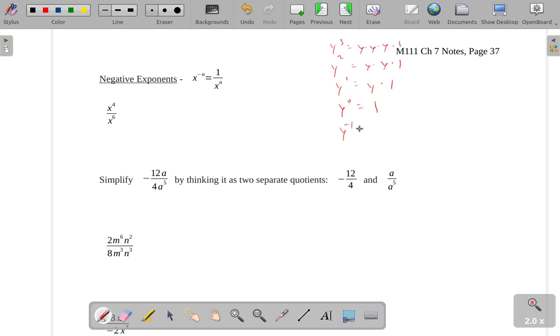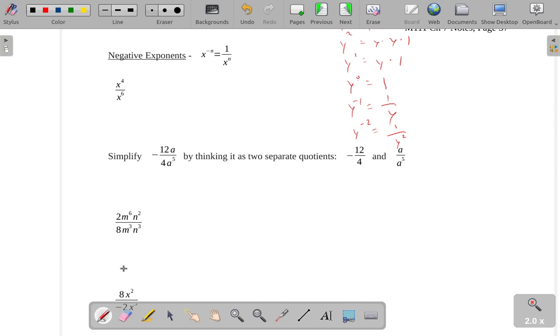If we want to go one more step, well, we're dividing by y one additional time. We end up with 1 over y. If we want to continue going further here, this thing divided by y is going to be 1 over y squared, and so on. So it turns out, in general, if we have a negative exponent like this, we can rewrite it as a positive exponent by putting it down into the denominator.